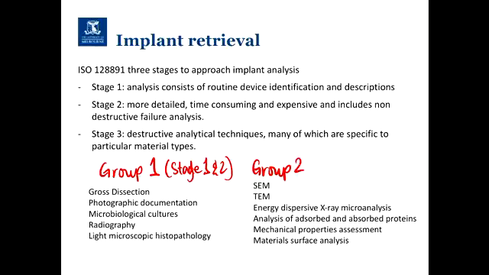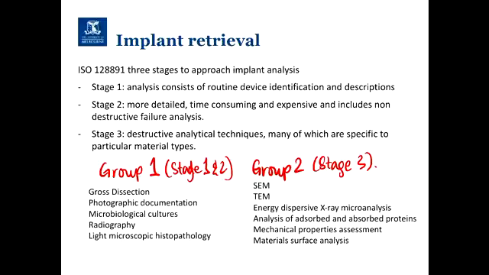And here is group 2, which is similar to your stage 3. These are all techniques that are going to be destructive. You need to take a piece of your sample of the device, of the tissue, to analyse it.